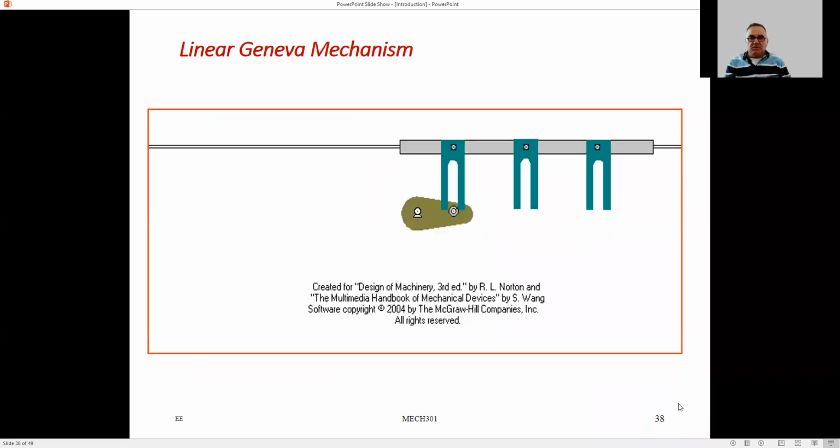Just remember this one. This is a linear Geneva mechanism. There is a rotating cam here, and that cam engages with the conveyor, and it pushes it for a while, and then it stops, and then it pushes it for a while again, so that the conveyor moves like this, stops, moves, stops, moves, stops, and so on. That kind of motion is generated by this linear Geneva mechanism.